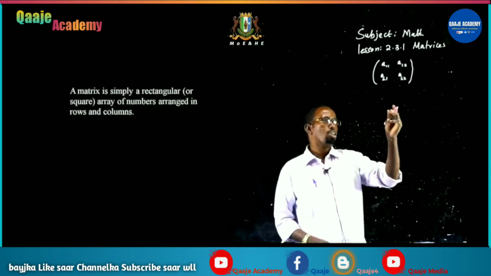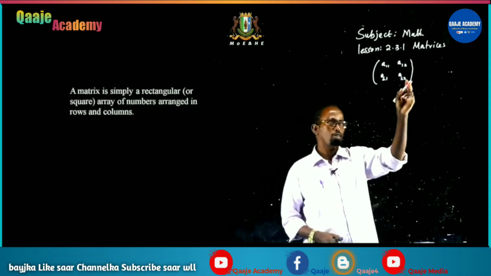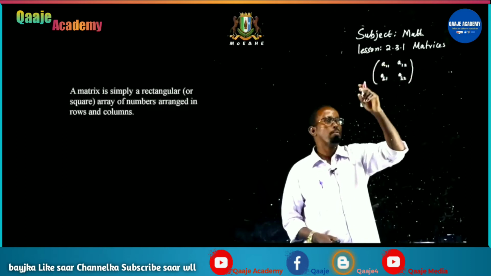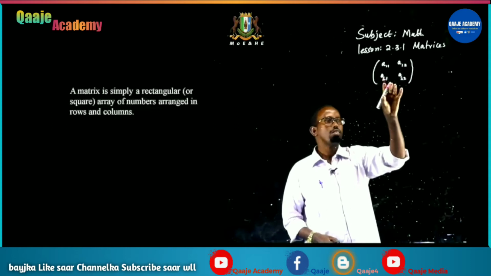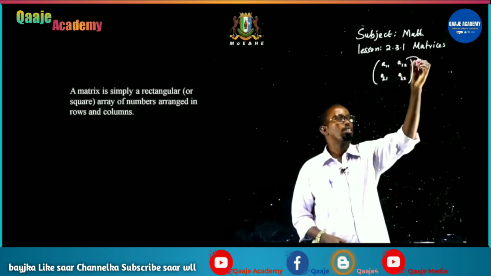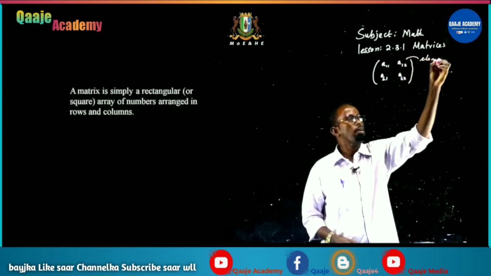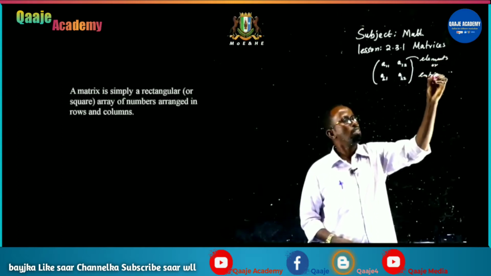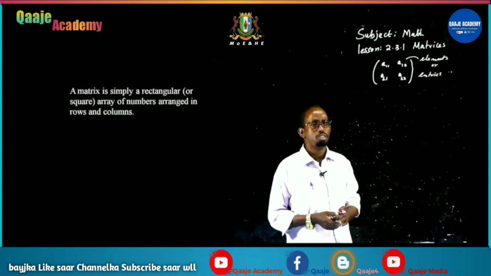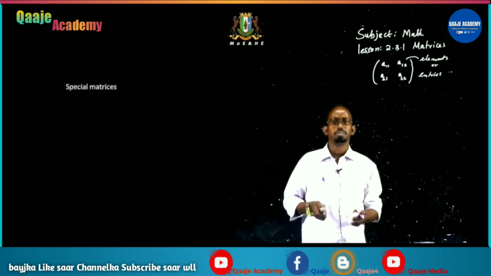A matrix is always enclosed with brackets. The numbers or letters inside are called elements, or we can call them entries.